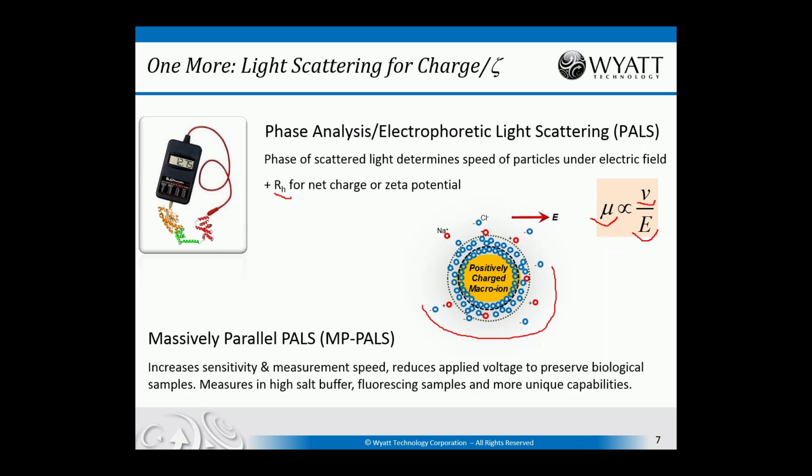That information can be combined with the measured value of RH to calculate the net charge or the zeta potential of the particle. And what Wyatt offers is a more advanced form of phase analysis light scattering called MP-PALS, massively parallel PALS, which offers higher sensitivity, more rapid measurements, and reduced applied voltage. This is particularly important for fragile samples such as biological samples. With additional accessories that Wyatt offers, we can make measurements even of very small proteins in high salt buffer. We can measure fluorescing nanoparticles, and there are other unique capabilities that were discussed more extensively in part 1, and we'll see an additional unique capability in this webinar.